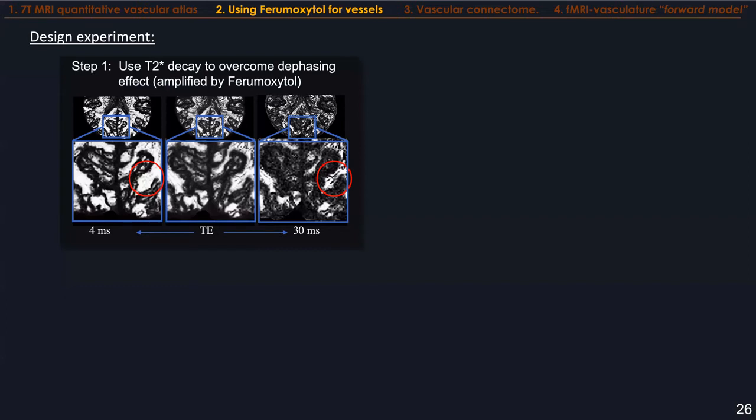Okay, so let's go back a little bit. Here I just wanted to show the different echoes that we acquired post-injection. As you can see, if you look at the smallest TE early on, you get some dephasing effect, but if you look at the red circle here, you will see that at the later echo we see more vessels, but of course the dephasing is really, really important. So here we want to exploit this effect to be able to reduce the dephasing effect, but still keep those vessels here. So have a map similar to the low TE, but get those small vessels hidden here.